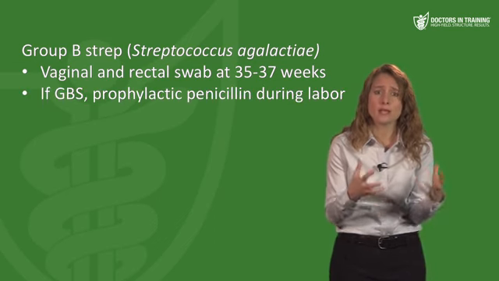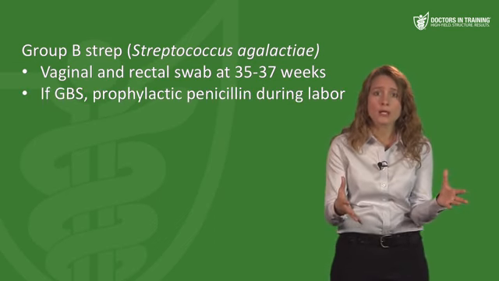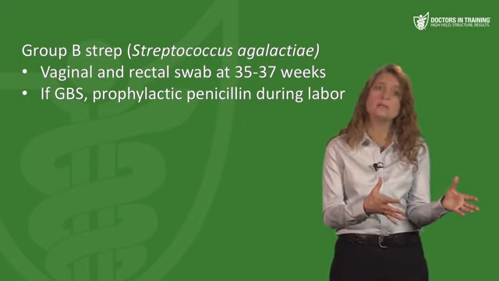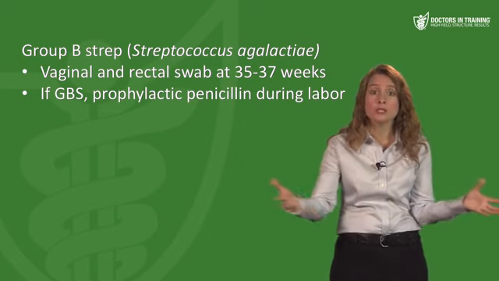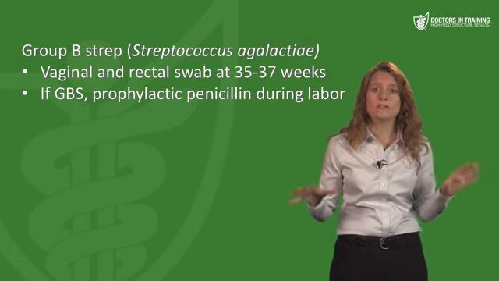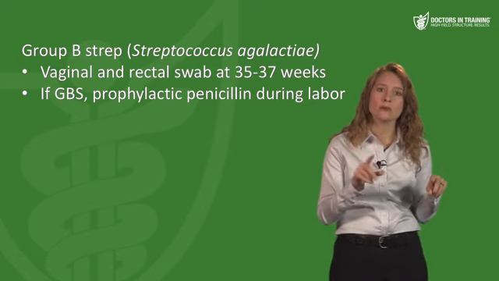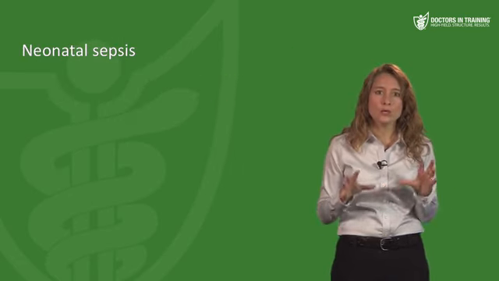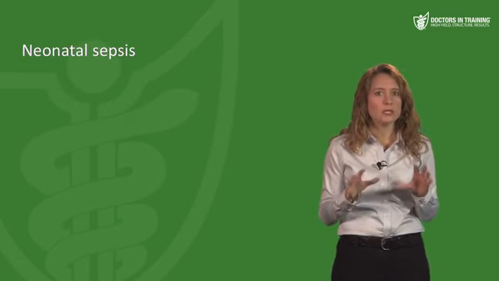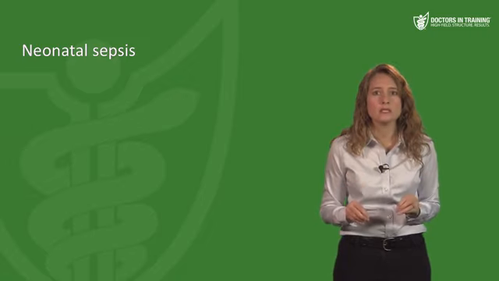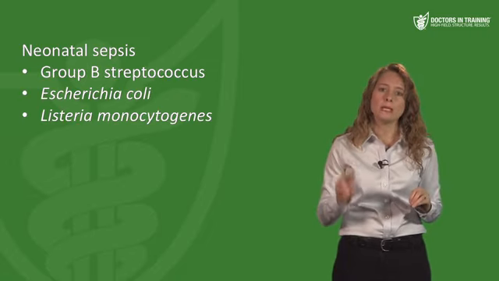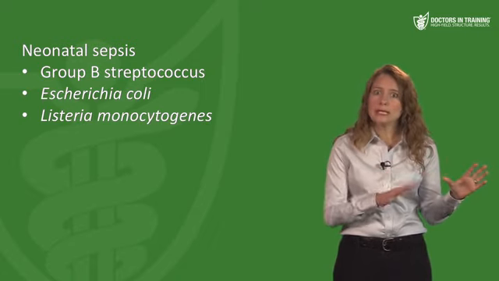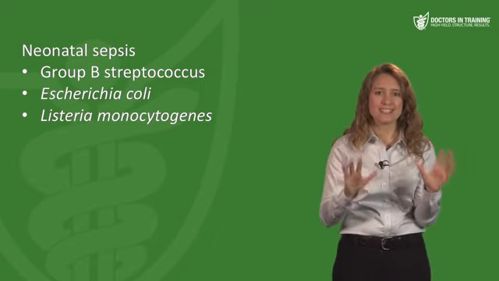If the pregnant woman is colonized in the GI or GU tract, or if she had a positive urine culture for Group B strep during her pregnancy, then we give prophylactic penicillin during labor. The sole reason for doing this is to protect the infant from infection with Group B strep. And just as an FYI, there are 3 organisms that I want you to think of when you see a question about neonatal sepsis. And those are Group B strep, E. coli, and Listeria monocytogenes. We'll go over those again later in the course, but repetition is a good thing.